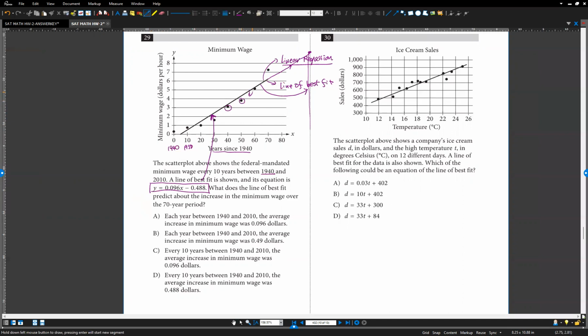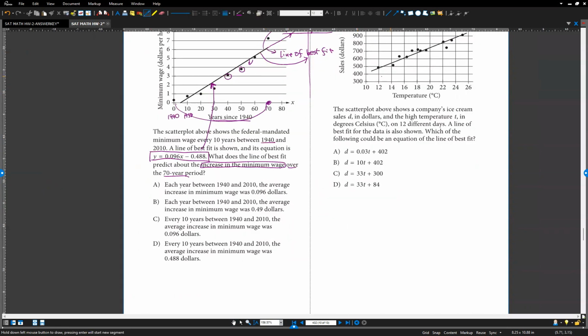What does the line of best fit predict about the increase in minimum wage over the 70-year period? What is the increase in the minimum wage over 70 years? This is around the 70-year period up here. Okay, now check it out. Where is the minimum wage increasing? Can you see these numbers over here? This is the slope.